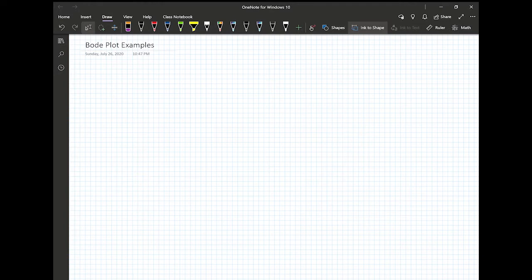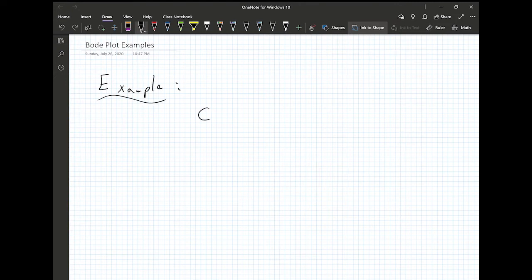Let's start doing some examples of Bode plots. This is one of those things where practice makes perfect, really. The more practice we go through, the better you will get at drawing those Bode plots. And the nice thing is that you can always compare your Bode plot sketches to what you can get from MATLAB or Simulink. So let's do an example.